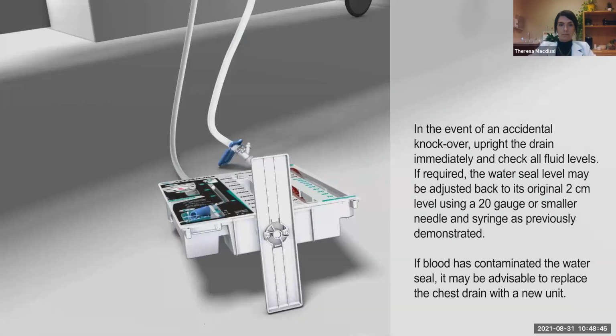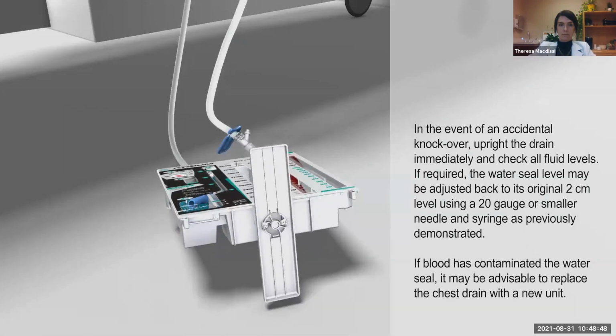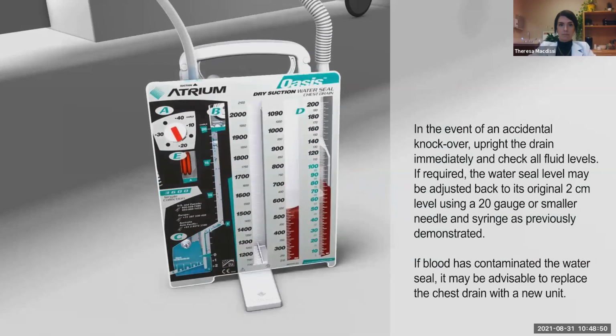In the event of an accidental knockover, upright the drain immediately and check all fluid levels. If required, the water seal level may be adjusted back to its original 2 cm level using a 20 gauge or smaller needle and syringe, as previously demonstrated. If blood has contaminated the water seal, it may be advisable to replace the chest drain with a new unit.